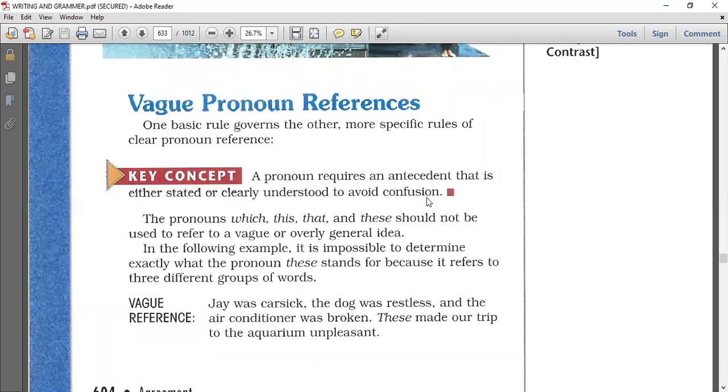The pronouns which, this, that, and these, 4 pronouns, should not be used to refer to a vague or overly general idea. We'll see later in the example. In the following example, it is impossible to determine exactly what the pronoun these stands for because it refers to 3 different groups of words. Let's see. Jay was carsick, the dog was restless, and the air conditioner was broken. But we have 3 cases or 3 situations. Jay was carsick. You know carsick, when some people vomit when they are in the car, when they are traveling, like seasick. The dog was restless and the air conditioner was broken.